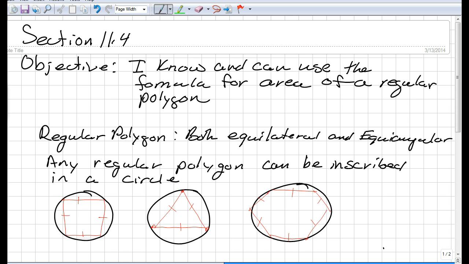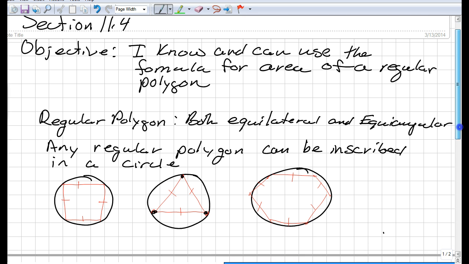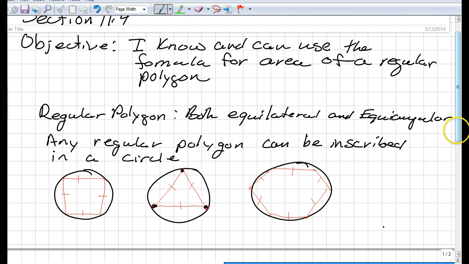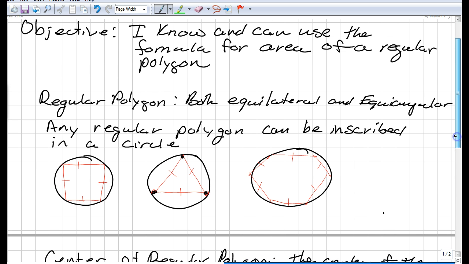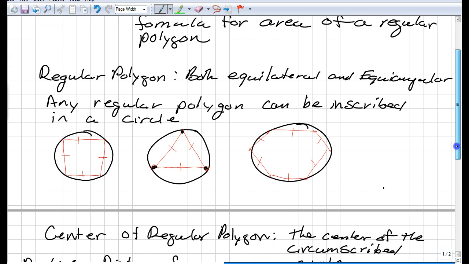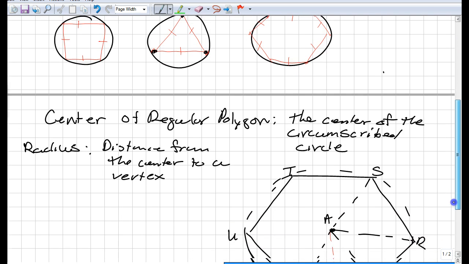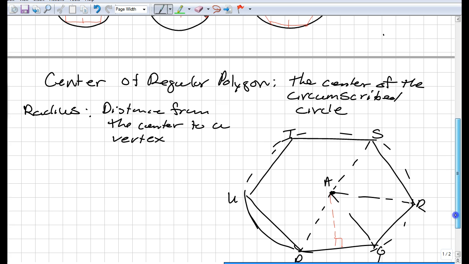And so notice that the sides of the polygon become chords of the circle, and the vertices of the polygon become inscribed angles. And so therefore we can use a lot of the things that we've learned about circles to help us solve things about polygons. Okay? And so if I have a regular polygon, the center of the regular polygon is the center of the circumscribed circle. So in this one, my center would be A, because if I put a circle around that polygon, A would be the center of the circle.